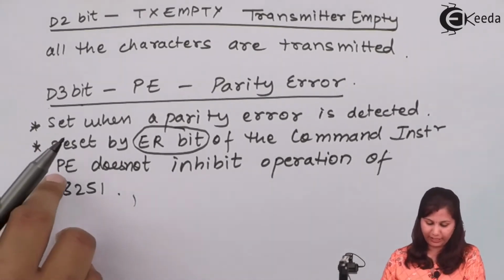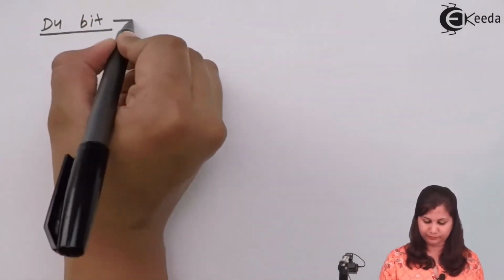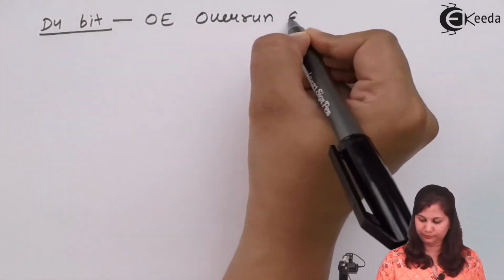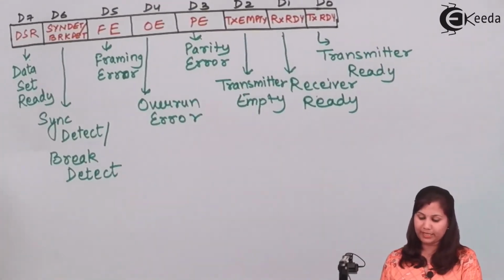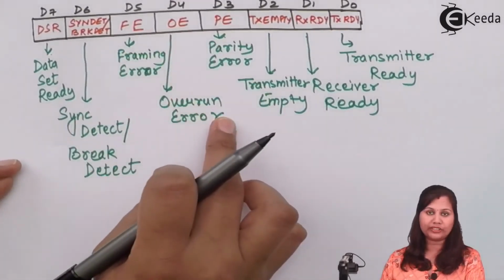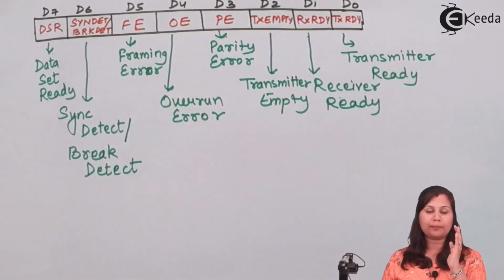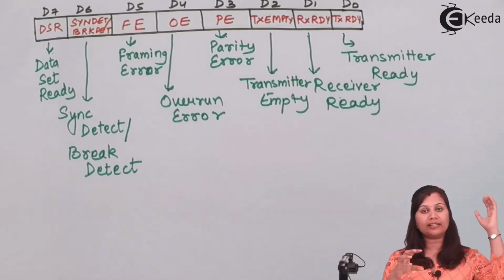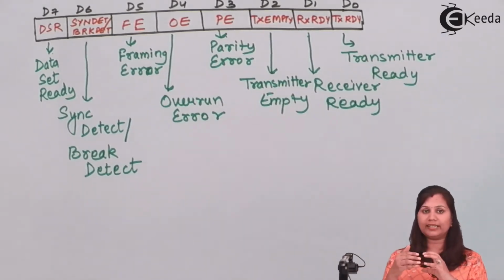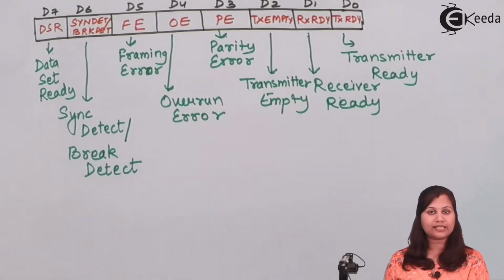Next error bit we have is the overrun error. The D4 bit in the status word is defined for the overrun error. Overrun error means, suppose the 8251 has data that is to be read by the CPU. Now the CPU is not reading that data, and again some data has come. So the earlier data has been lost. That is the case of overrun error. Whenever this error occurs, this bit will be set, the overrun flag will be set.